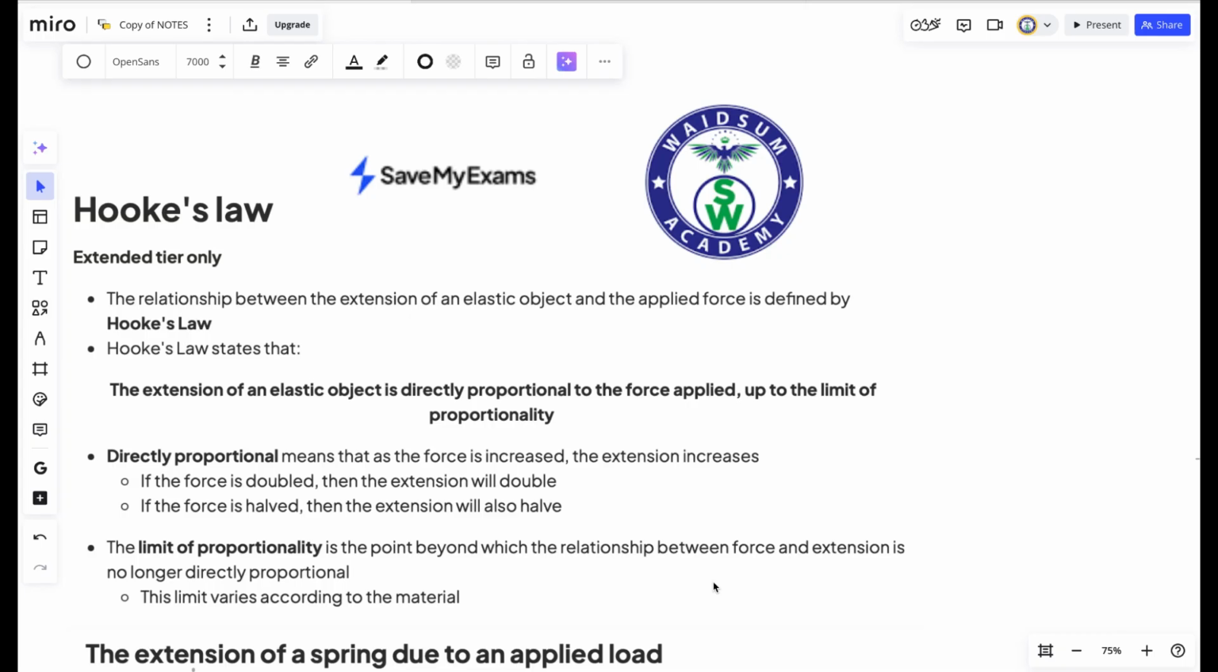Physics chapter 5, and our topic today is stretchy forces. We'll be looking generally at the effect of forces, but in this segment we'll be looking at stretchy forces.